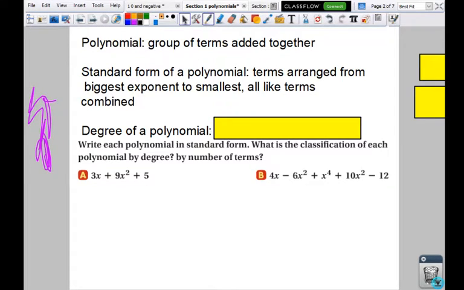Terms arranged from biggest exponent to smallest, all like terms are combined. Make sure you guys are taking your notes, get your notebook checkpoints. Biggest to smallest, all like terms combined.